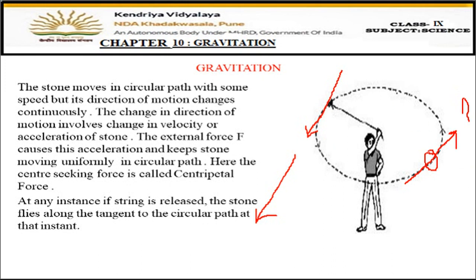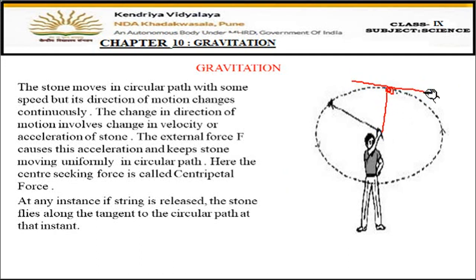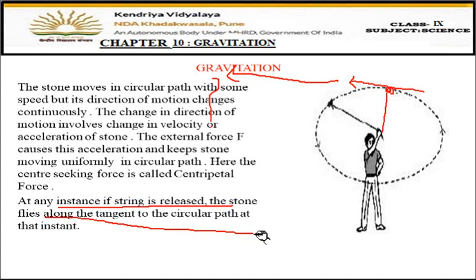Suppose the stone is here, and at this point the boy has left the string. So again you will draw a tangent. Now where will the stone fall? It will go in this direction, and somewhere downward it will fall. Fine. So at any instant, if the string is released, the stone flies along the tangent to the circular path at that instant and falls. Okay, so this is the example.